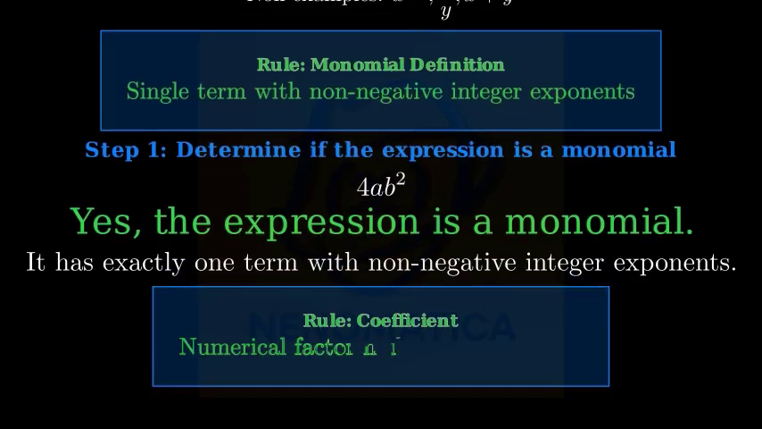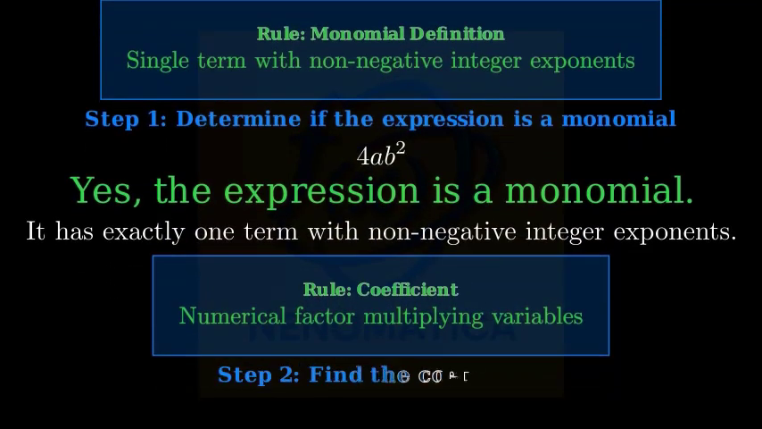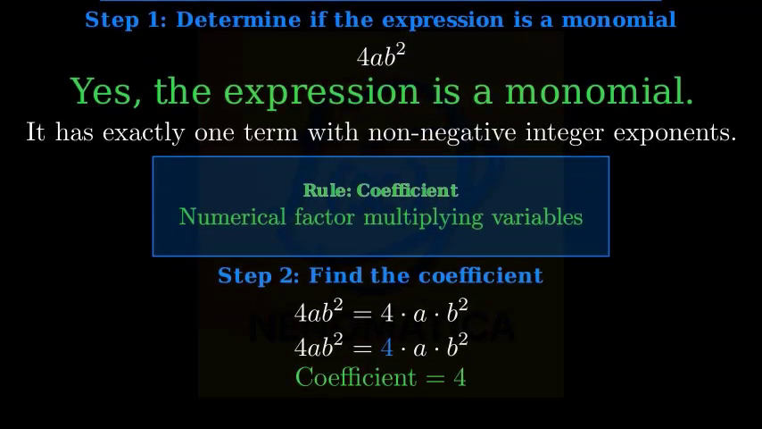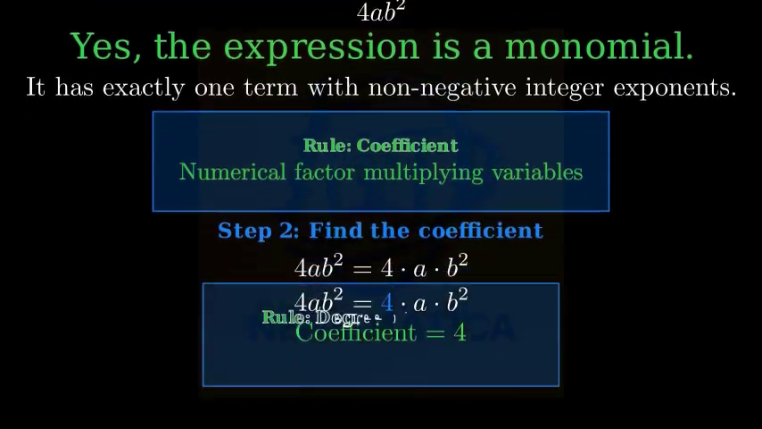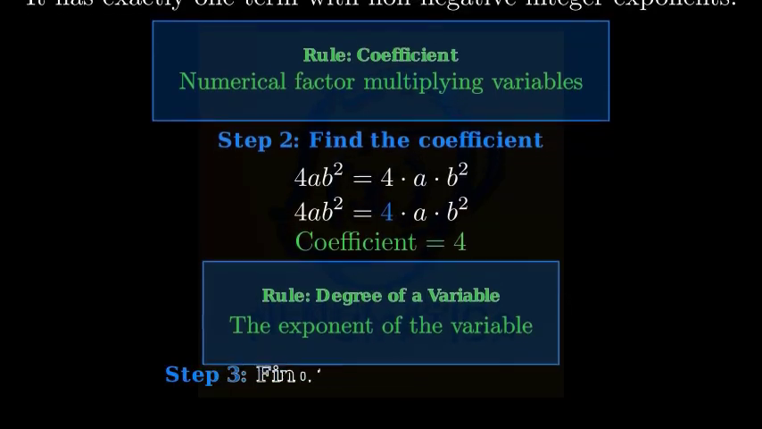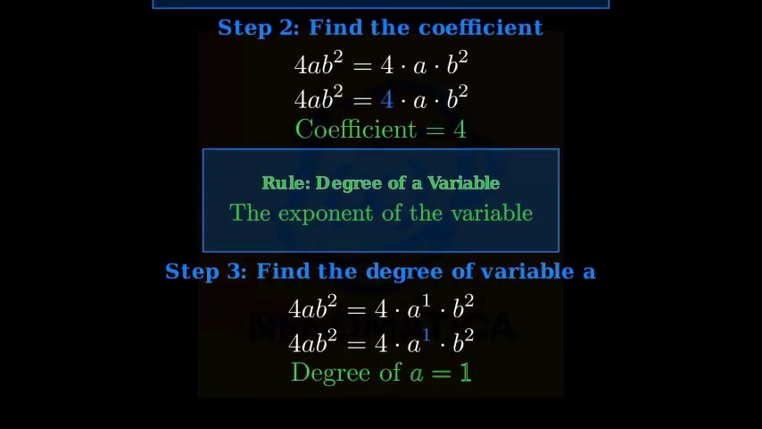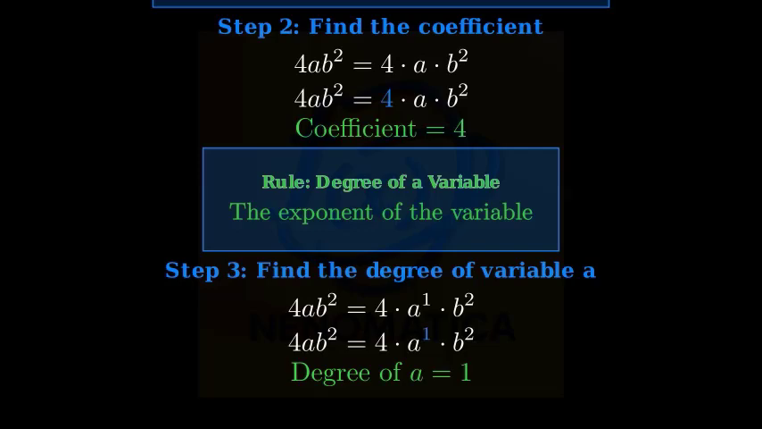The next step is to identify the coefficient of the monomial. The coefficient is the numerical factor that multiplies the variables. In our expression, for ab squared, the coefficient is 4. Now, let's find the degree of the variable a. The degree of a variable is the exponent of that variable in the expression. In our monomial, for ab squared, the variable a has an exponent of 1, which is typically not written, so the degree of a is 1.